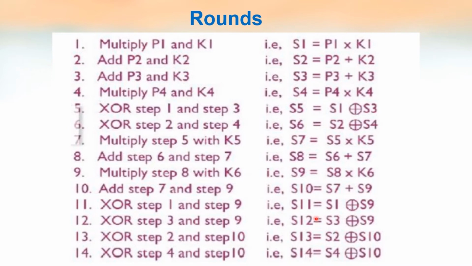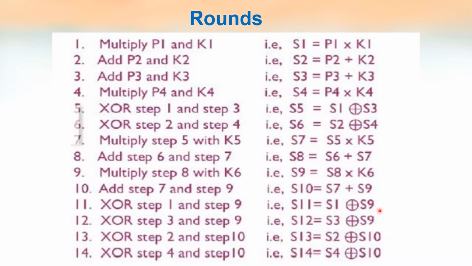Then for steps 11, 12, 13, 14, we write S1, S3, then S2, S4, then S9 repeatedly, S10 repeatedly, with XOR operations. So these are the steps performed in a single round. The output of this round is S11, then S12, S13, S14. This is given to the next round.